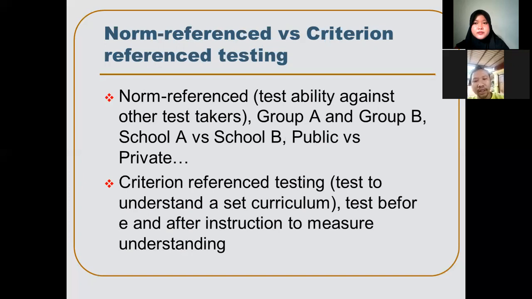But criterion-referenced testing is a test that we use to understand and set up the curriculum. It is a kind of test where we want to understand whether or not students understand after we give instruction, after giving a lecture. So we have to test before and after giving instruction, or before and after the lecture, to compare whether or not the students achieve what we instruct and what we provide in the lecture. Okay, so next.